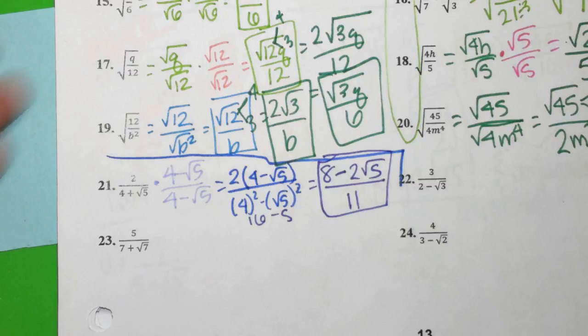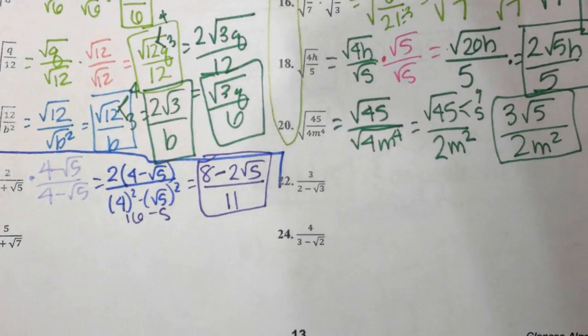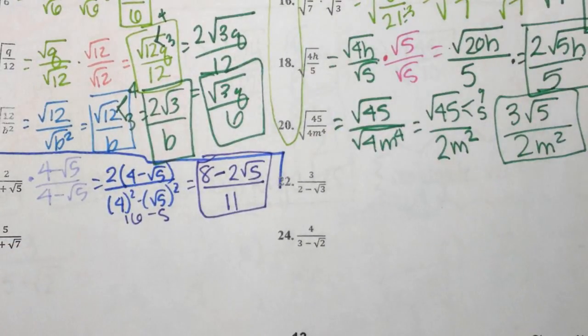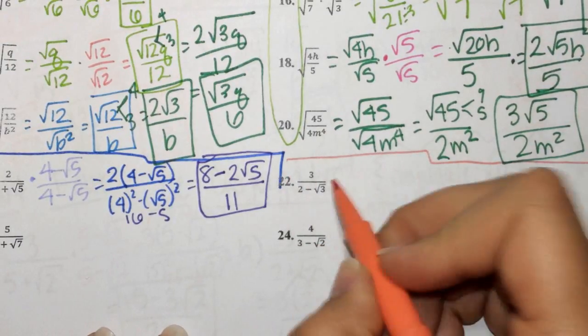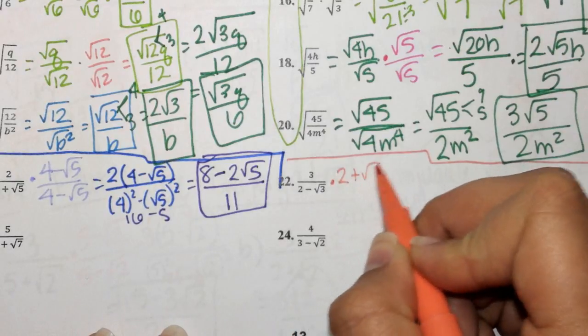All right, number 22. What is the conjugate of 2 minus the square root of 3? 2 plus the square root of 3. All right, so what should we multiply the top and bottom by? 2 plus the square root of 3.